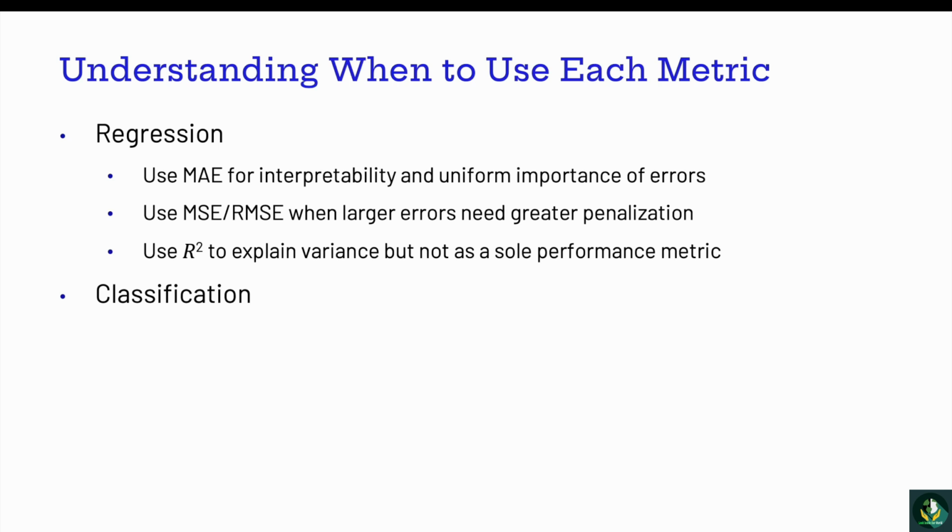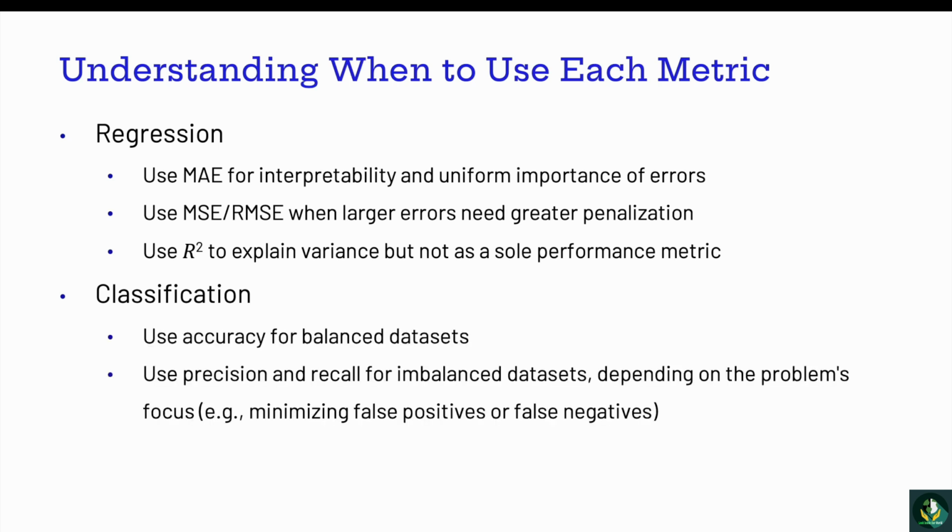Then in classification, we use accuracy for balanced data sets. We use precision and recall for imbalanced data sets depending on the problem's focus. Example can be minimizing false positives or false negatives. We use F1 score for a balanced evaluation of precision and recall.